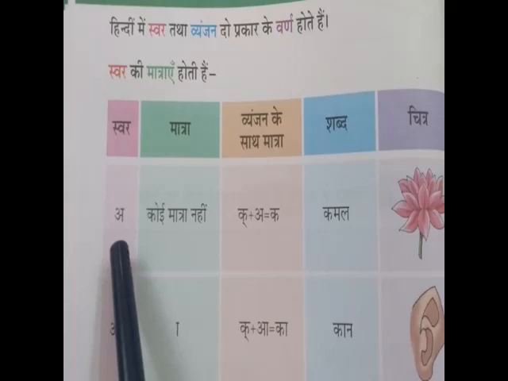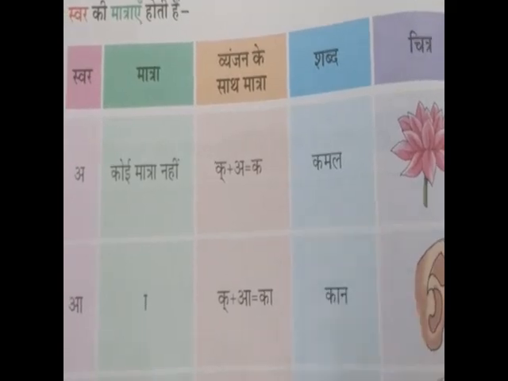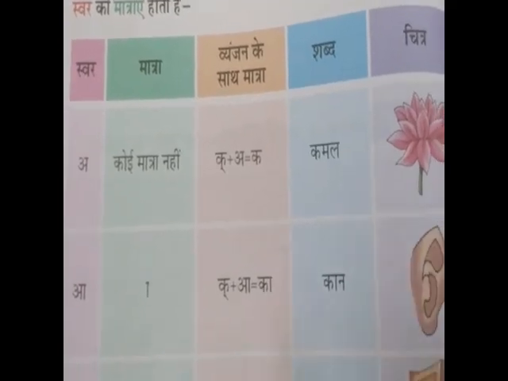So we will pronounce this half ka as k. K plus a will give you ka. And the word you can make from that is kamal. Kamal means lotus. Kalam, if you write k-l-m, then it will be pen.